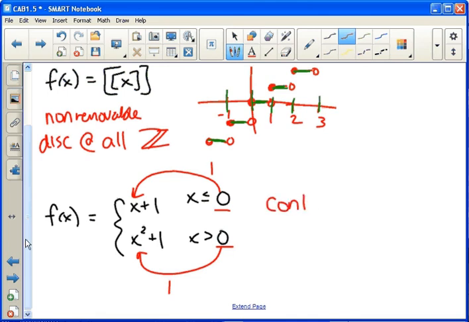But there will be times with piecewise functions where when you plug in that number, it's going to give you different results. And when that happens, you would say you have a non-removable discontinuity at whatever this x value is over here that you plugged in.